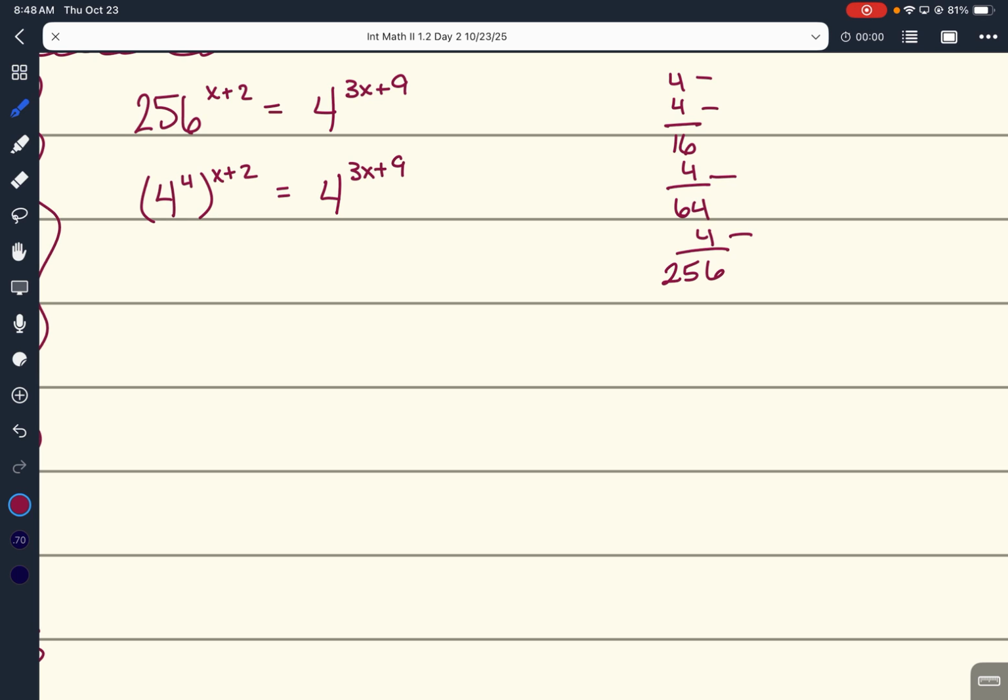Okay, so always try that smaller number and see if that works. Do I have the same base on both sides? Yep. So how am I going to combine my exponents on the left? Distribute. So I'm going to have 4 to the 4x plus 8 and 4 to the 3x plus 9. So now that I've consolidated my exponents, the bases are equal. What's equal? The exponents.